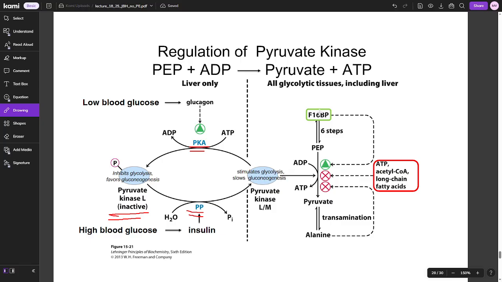Acetyl-CoA is actually created by pyruvate dehydrogenase. It actually uses pyruvate to make acetyl-CoA, right? So that makes sense, right? If acetyl-CoA is actually farther down in the pathway, acetyl-CoA will come back and inhibit it.